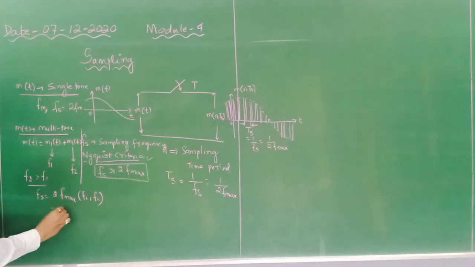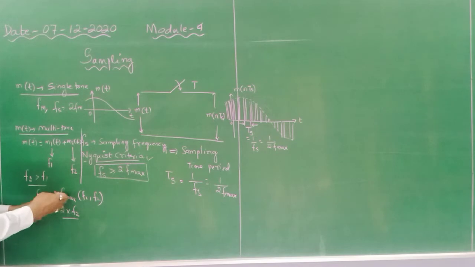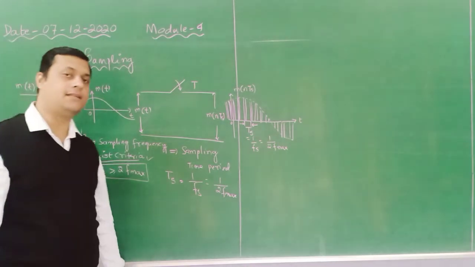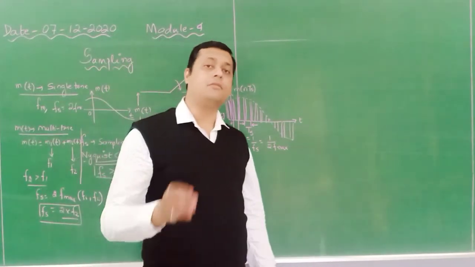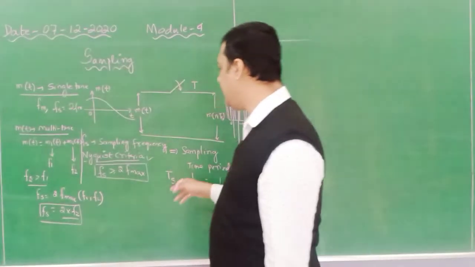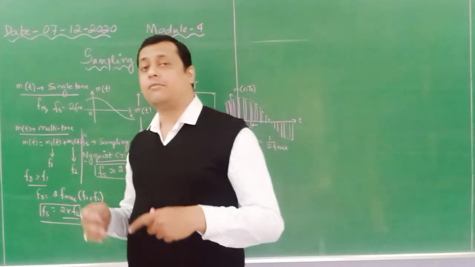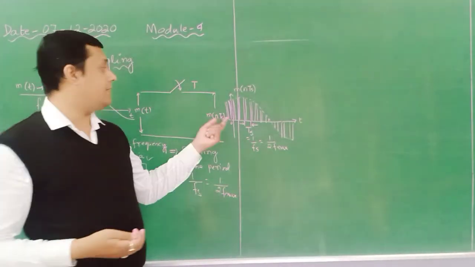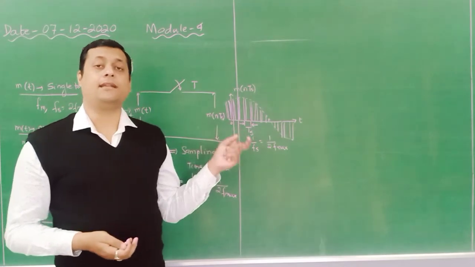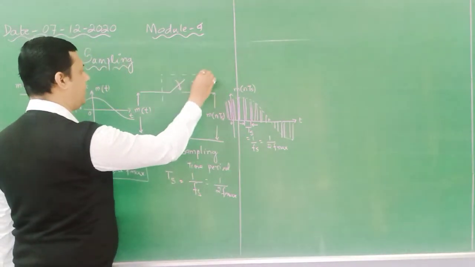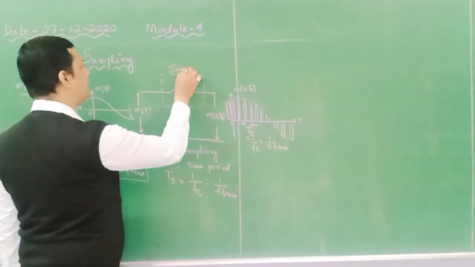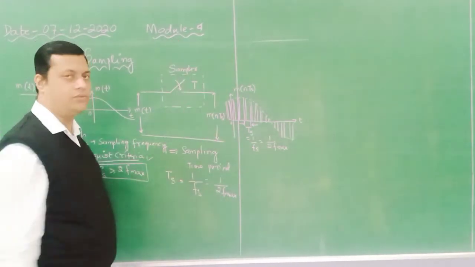So how much will it be? It is 2 fmax, because f2 is greater than f1, you have to select the maximum frequency, so your fs is equal to 2 f2. Okay, so like this you have to analyze, and the fundamental time period is also decided. Fundamental time period means your Ts is also called the fundamental time period, and this decides the samples we are obtaining at the output of this sampler. This whole device, I will say, is called a sampler, or it acts as a switch.